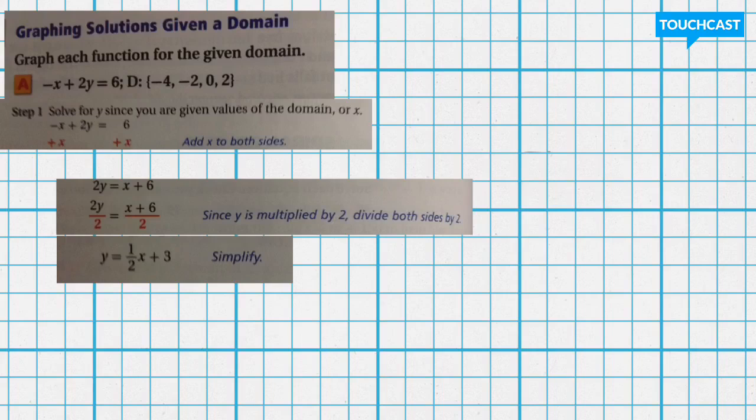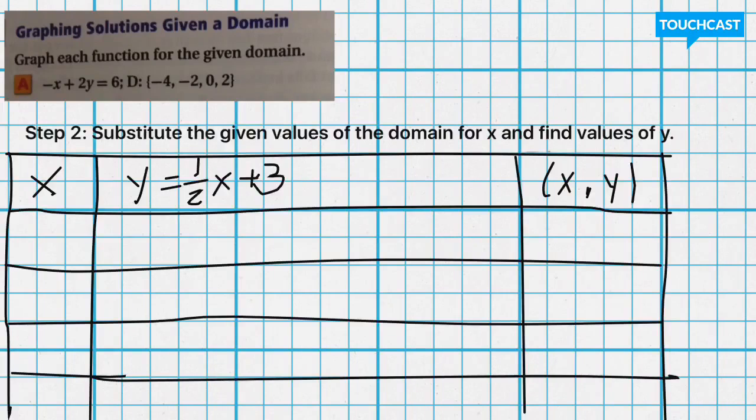Now we can move on to step 2. So we need to substitute the given values of the domain for x so we can find values of y. So all the domain values we have, we're going to put into our table in our x column. We've got negative 4, negative 2, 0, and 2. So if we plug or substitute each of those x values into our equation, we can find a y value to make our ordered pairs.